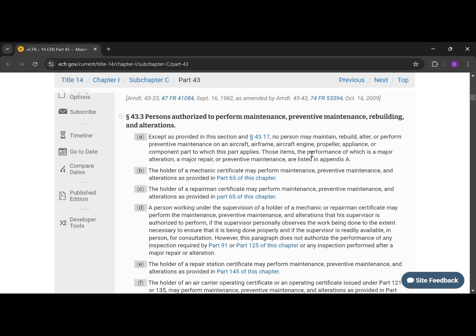So they're saying those items, the performance of which is a major alteration, are listed in Appendix A. So they give definitions in Appendix A of those items.